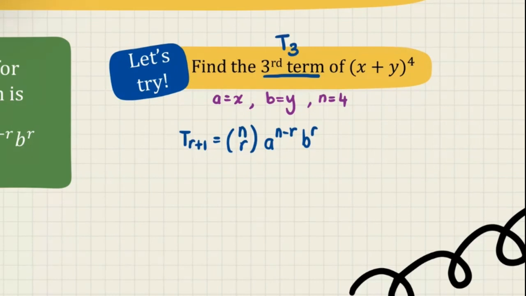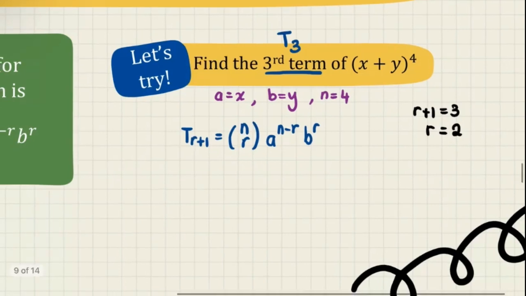Maka bila kita nak dapatkan T3, so r ini akan sama dengan apa? So if we compare, r+1 is equals to 3, so that means r should be 2. Okay, so untuk dapatkan third term, our r is equals to 2. So here dia akan jadi T3 equals to, n kita tadi berapa? 4, r kita berapa? 2.